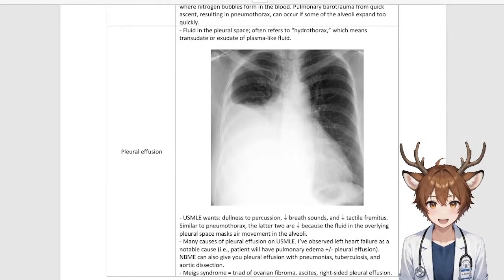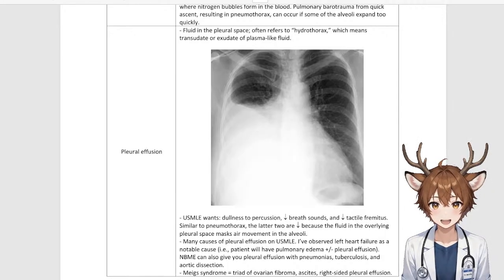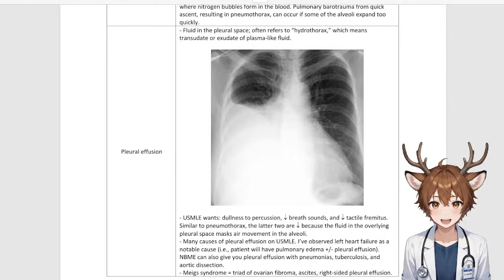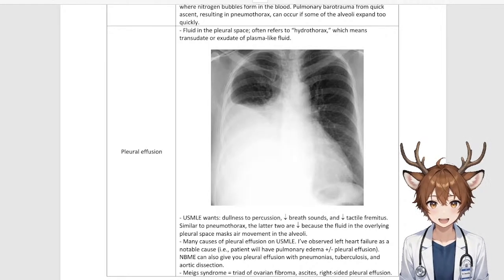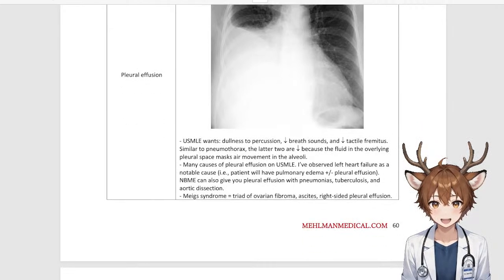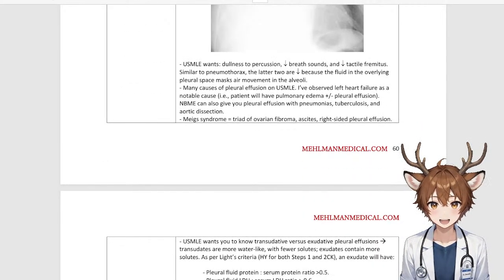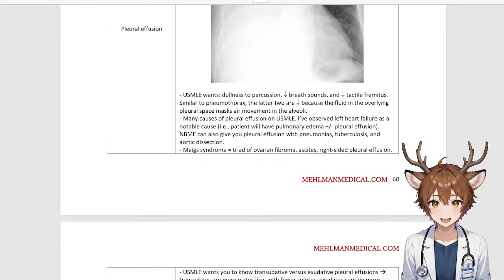I've observed left heart failure as a notable cause, that is to say the patient will have pulmonary edema, plus or minus pleural effusion. MBME can also give you pleural effusion with pneumonias, tuberculosis, and aortic dissection. Meigs syndrome, MEIGS syndrome, triad of ovarian fibroma, ascites, right-sided pleural effusion.